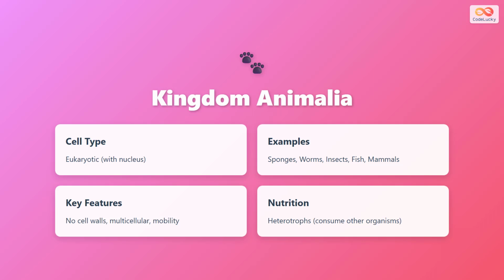Examples range from simple sponges that filter water for food, to worms, insects with their segmented bodies, fish that live in aquatic environments, and mammals including humans. Animals are heterotrophs, meaning they must consume other organisms to obtain energy. They cannot produce their own food, so they feed on plants, other animals, or both.